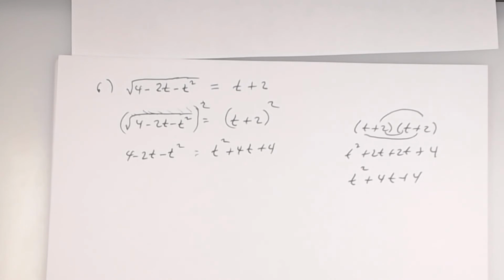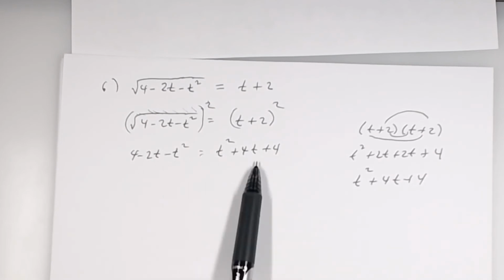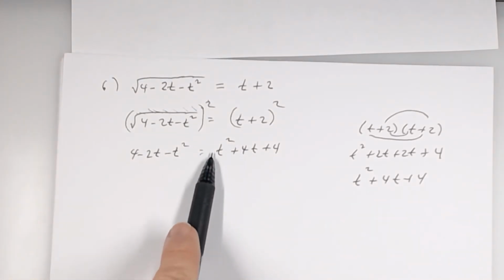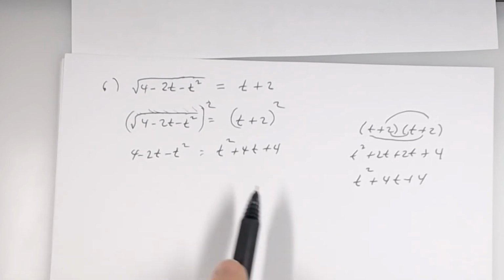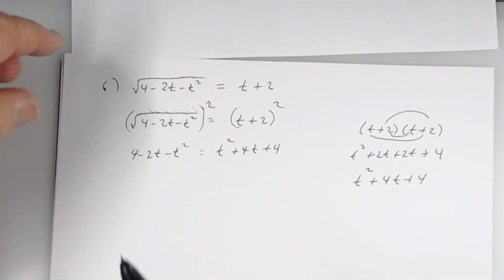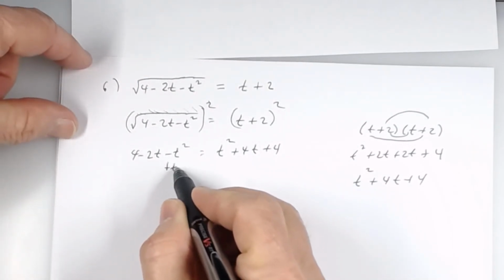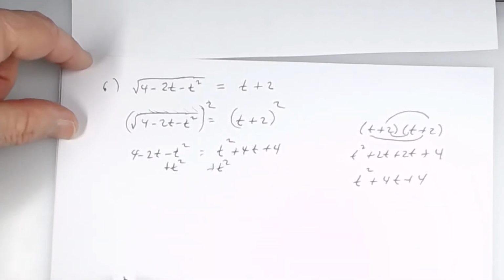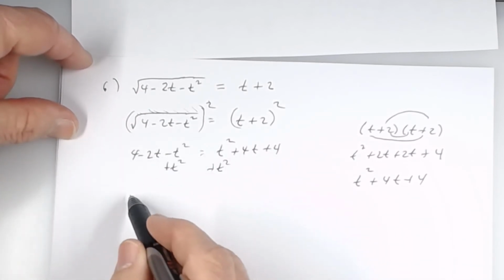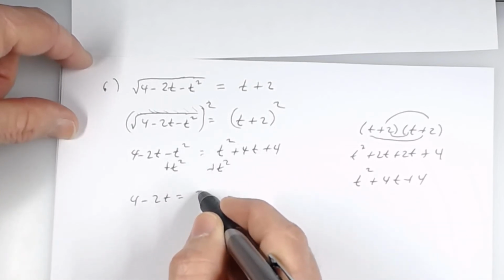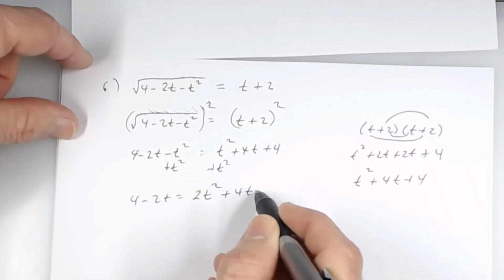Okay, so now I went from a radical equation, and what kind of equation is this? Quadratic. So let's go ahead and put it in standard form. Now notice there's a t squared on both sides. This coefficient of t squared is positive, so let's just bring everything to the right-hand side. If you want to do it in steps, you can. You're going to add t squared to both sides. I'm going to line up my like terms. And when I combine like terms, I get 4 minus 2t equal, now what's t squared plus t squared? 2t squared. 2t squared plus 4t plus 4.